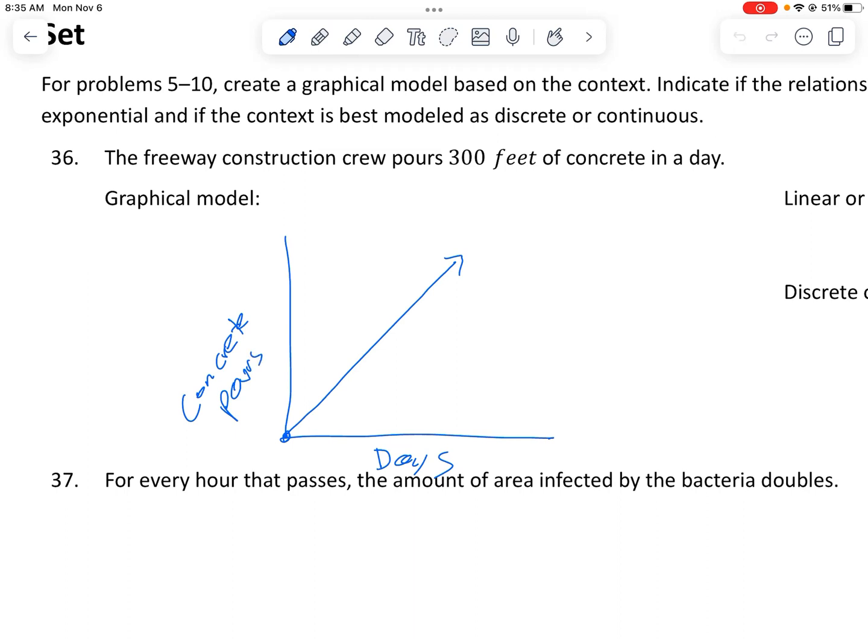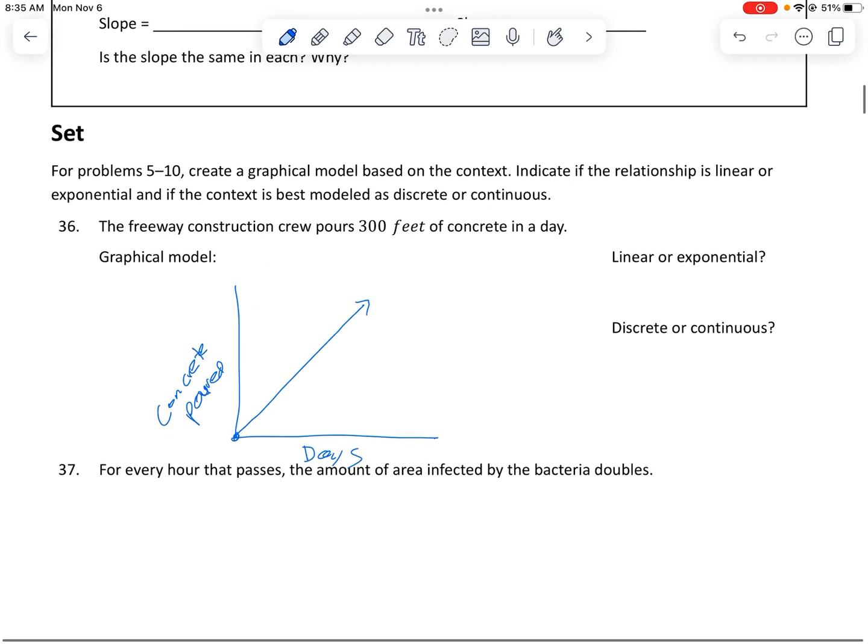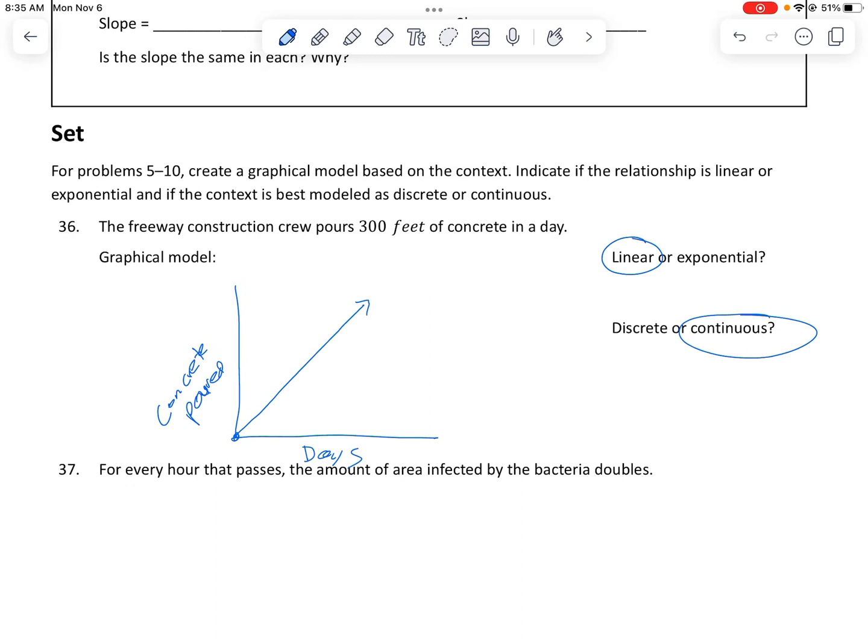It doesn't need numbers. I just need like a quick sketch of it. Since this is constant every day, it's going to be linear. And is it discrete or continuous? I would say largely continuous on this. Like, if they're doing it 24/7, you would have some discrete jumps there if they took a break. But we'll just assume it just keeps going 300 feet a day.